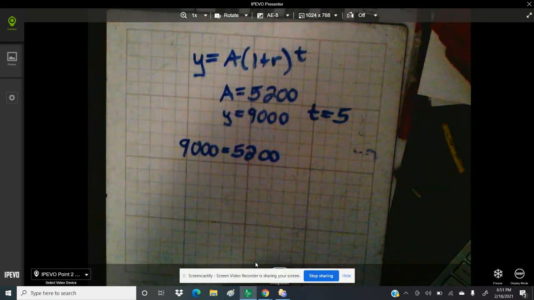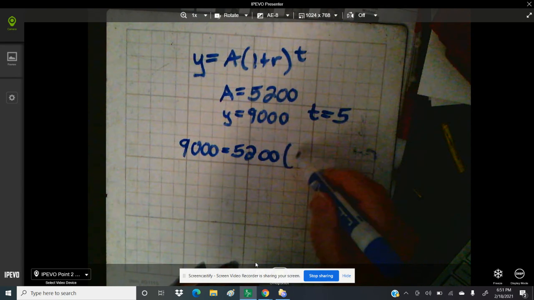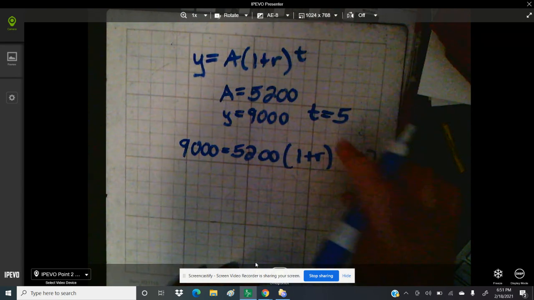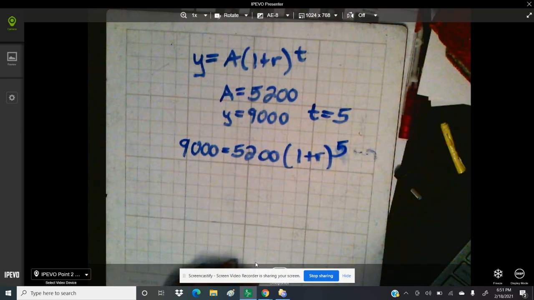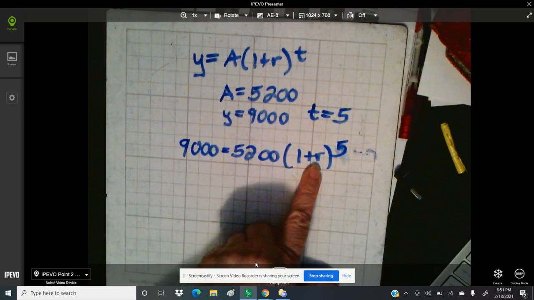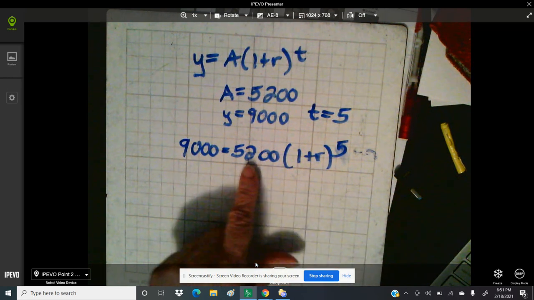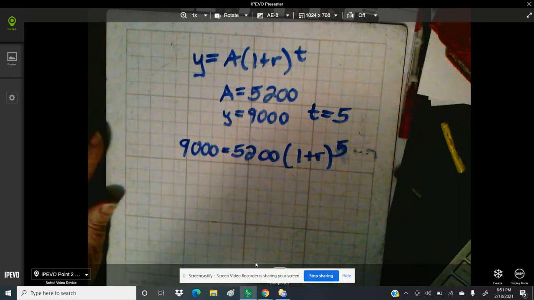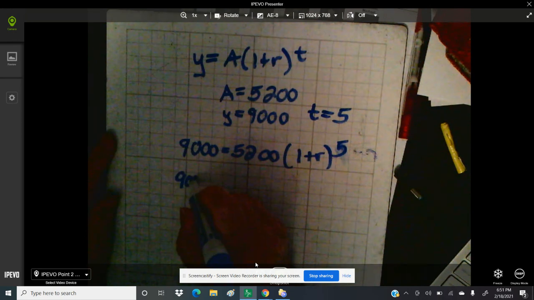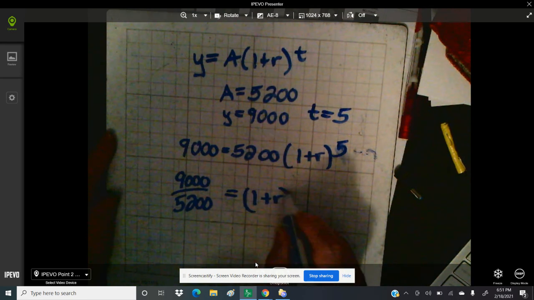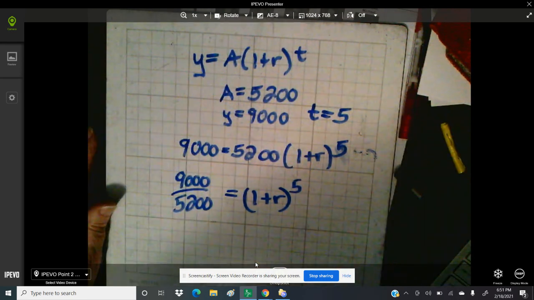5,200 times 1 plus r raised to the t. Whoops, t is 5 years, sorry. All right, so now my variable is here in my parentheses, so I have to get this expression right here by itself. So I'm going to take the 9,000 and divide it by the 5,200 equals 1 plus r to the 5.